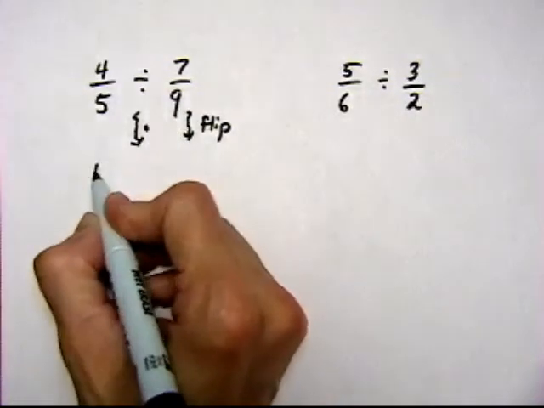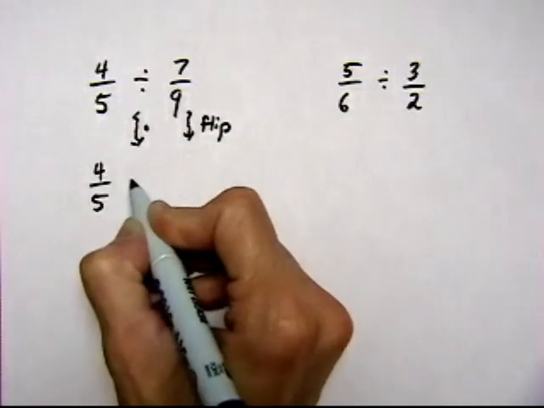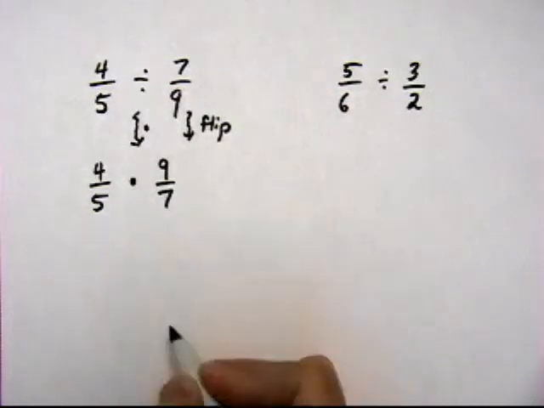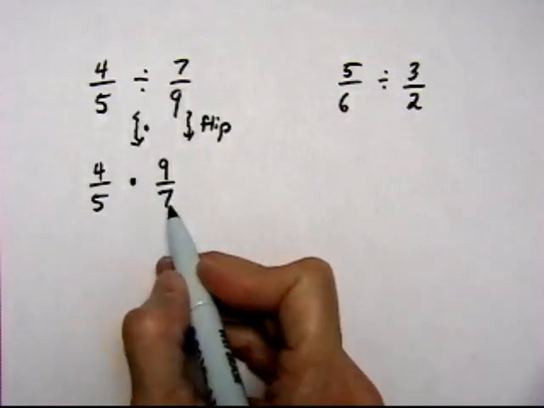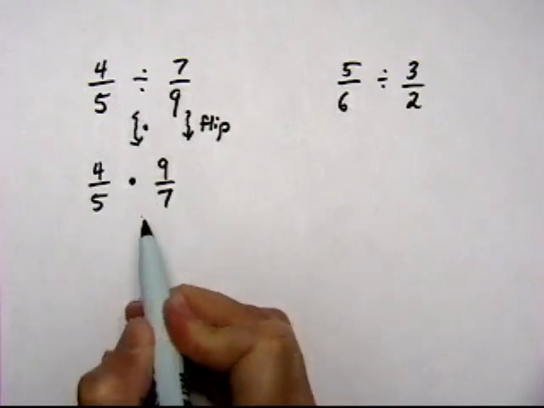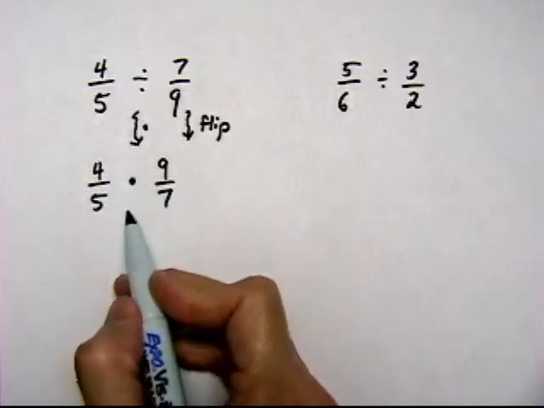So we keep 4/5 the same. Now we change to multiply by, and instead of 7/9, we have 9/7. And then from there, it's a multiply problem. So now we're going to look for common factors top to bottom, and there aren't any. So we can't cancel out any factors.